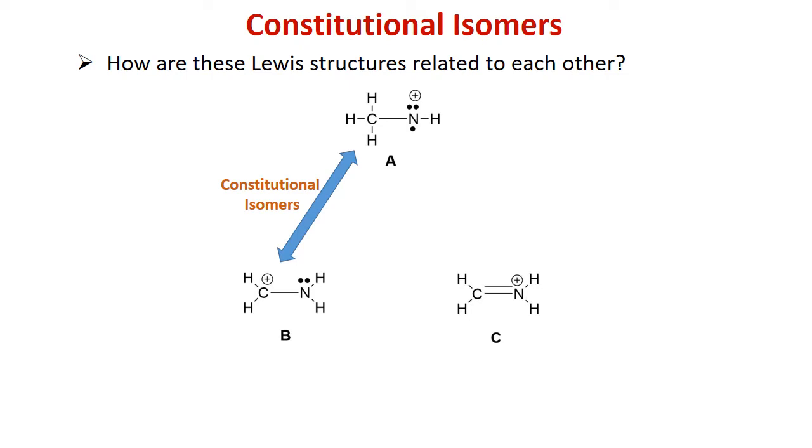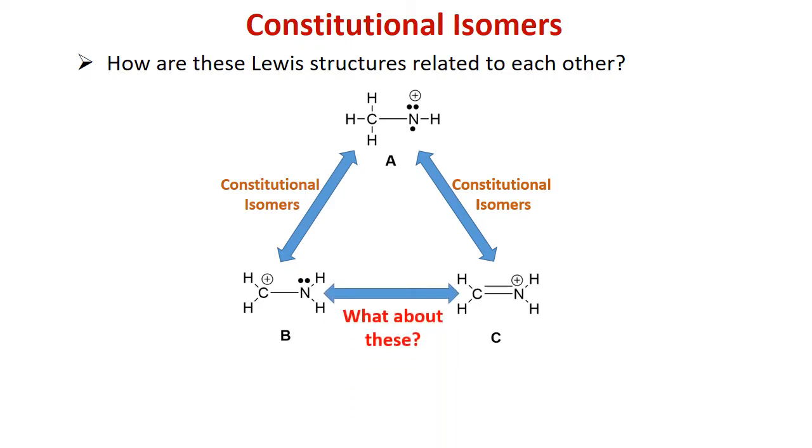Now let's compare structure A to structure C. Let's take a few moments to analyze the two. Notice that there is a difference in connectivity between these two as well, implying that A and C are also related to each other as constitutional isomers. Finally, let's look at structures B and C. How are these related to each other?